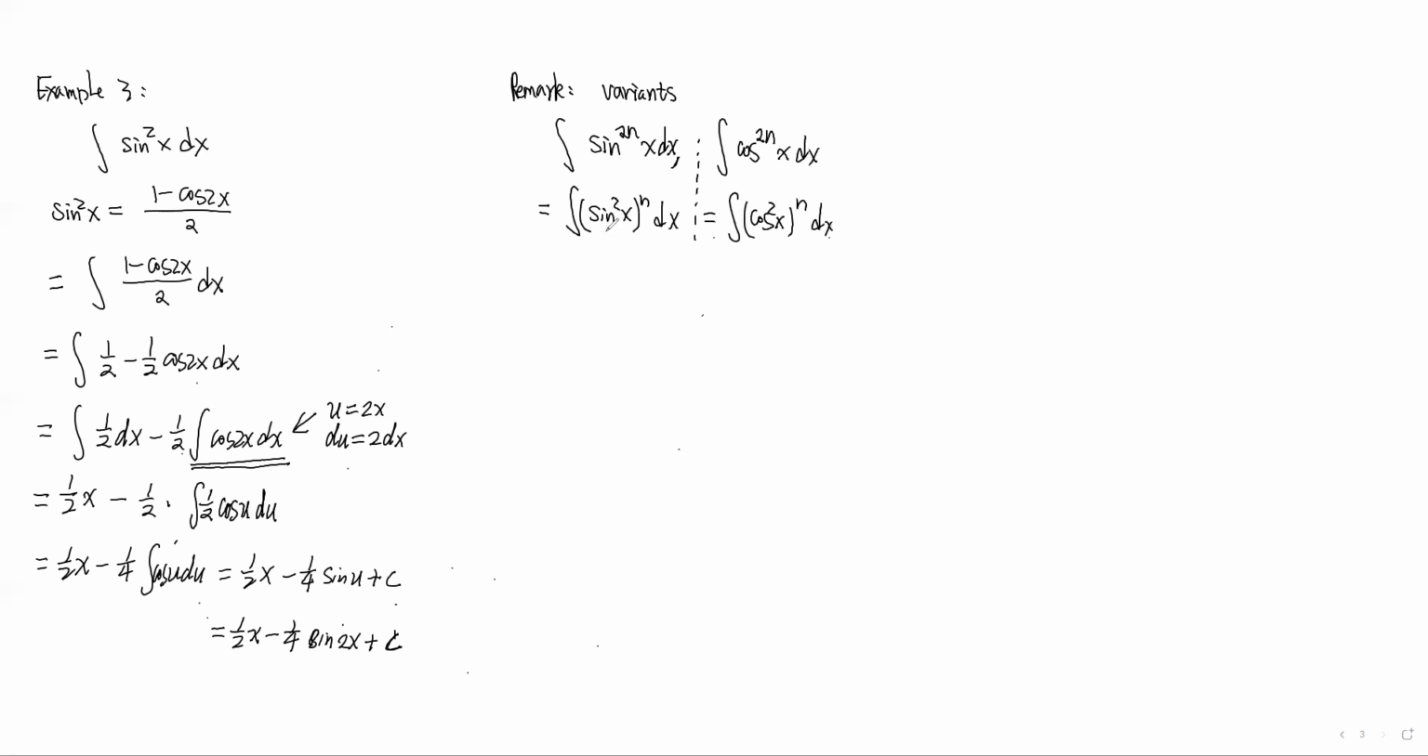And then you use the identity. So this is half 1 minus cosine 2x power to n dx, right? This is the same, plus 2x power to n. And then you can simplify this. And also you simplify this.